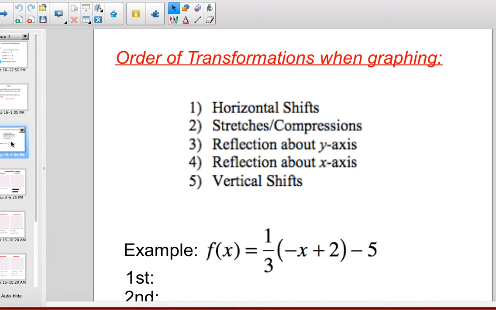Okay, so we're going to be working with all the translations and all shrinks and all stretches and reflections at once. So there's an order that's going to work when you graph them, and that's the order. First is going to be horizontal shifts, then stretches, compressions, then reflections over the y, then over the x, and then the last one is the vertical shifts. The key one here is horizontal shifts actually do start it, and vertical shifts do end it, which might not make sense, but it does work.